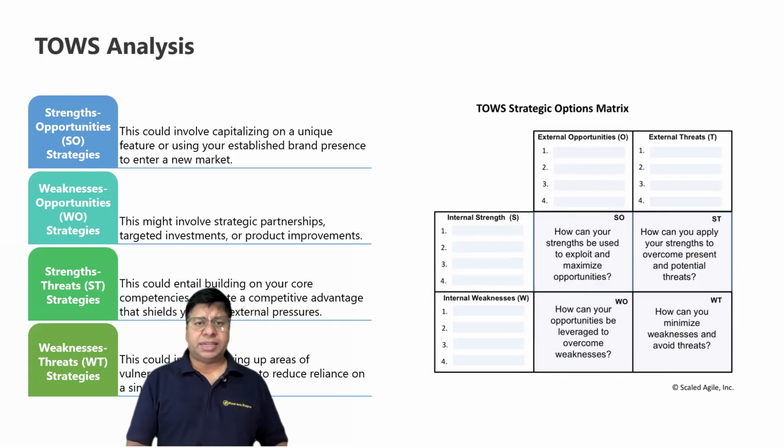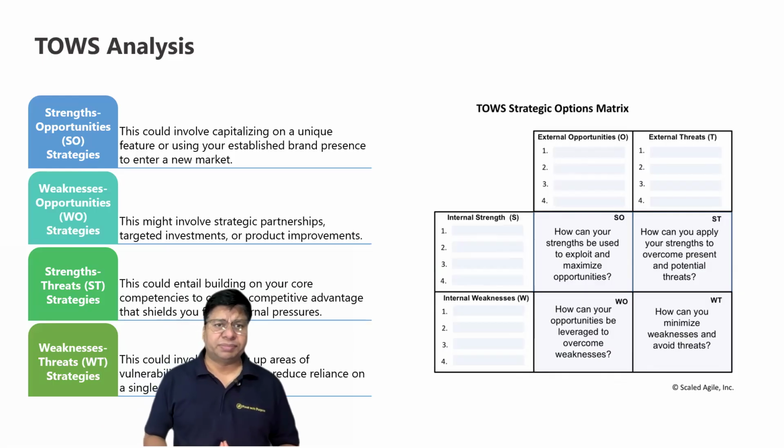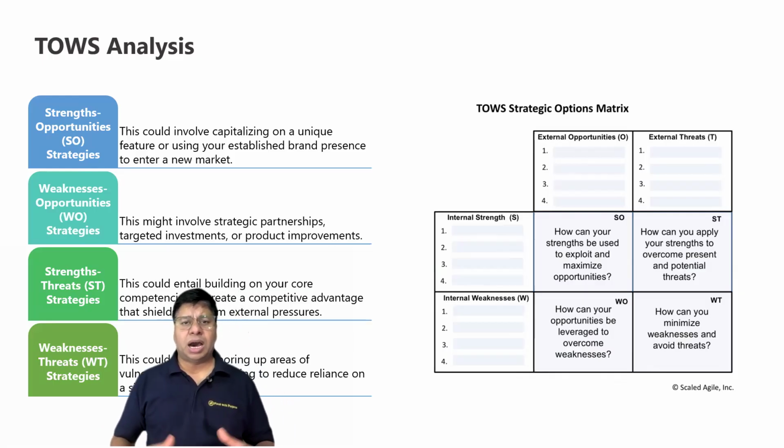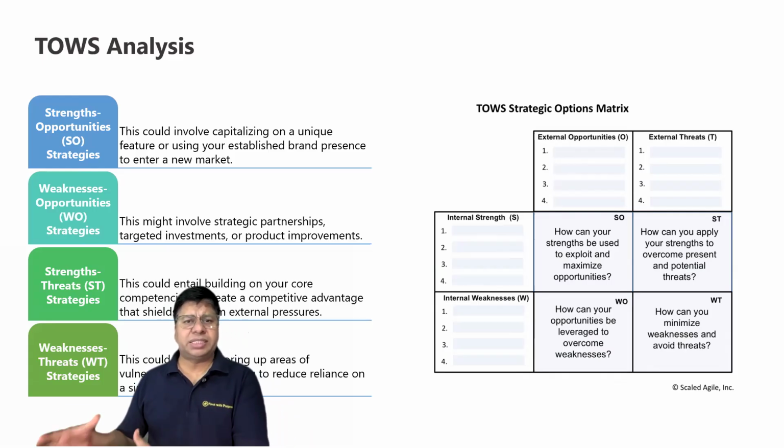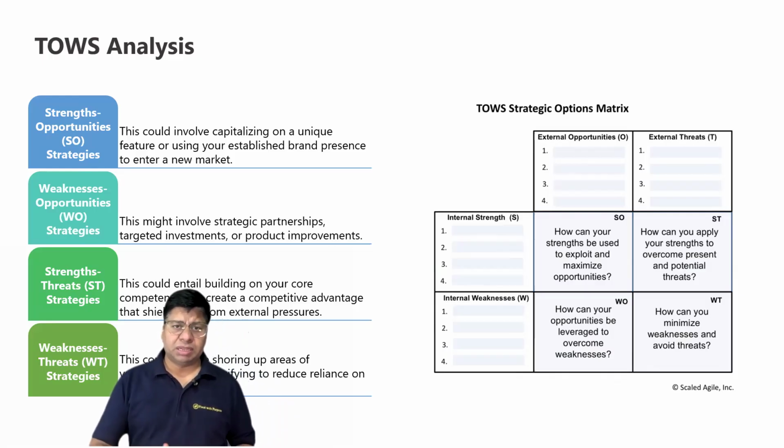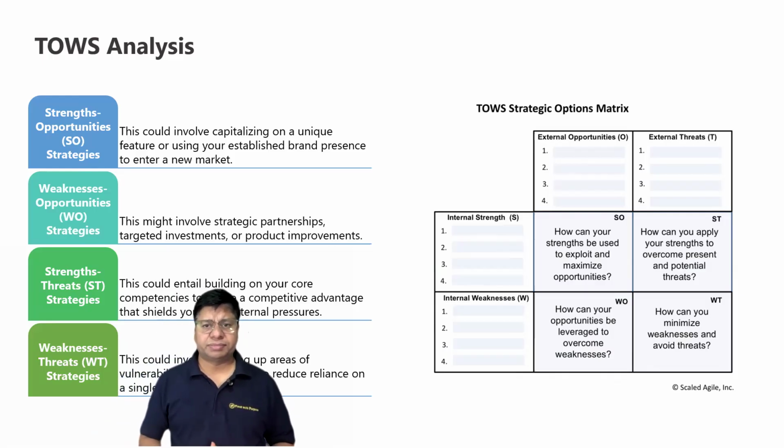There is strength and threat, ST. It represents how we can utilize our strength to defend against threats. For instance, using superior design to keep competitors at bay, like Gmail did, right?